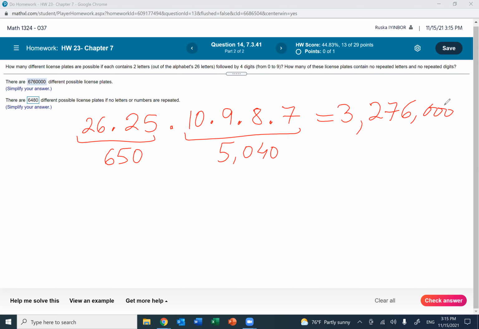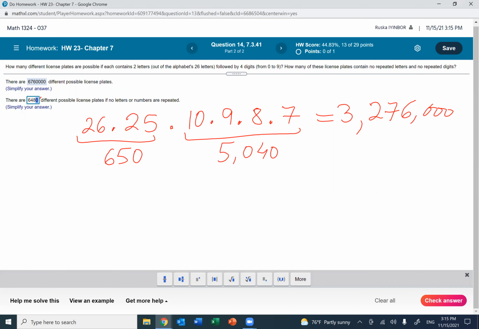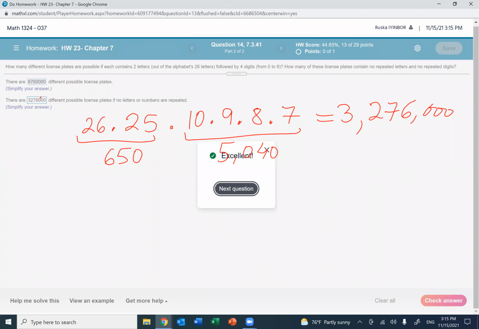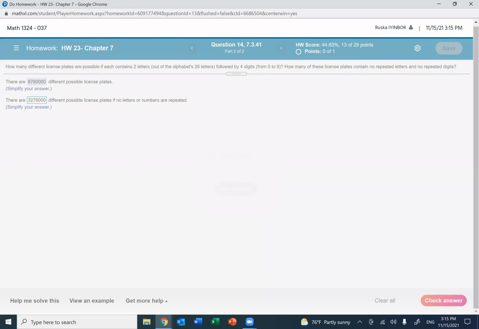Let me do it one more time. 650 times 5040 is 3,276,000. Okay, that's right. It should be a big number like that. So I always use a calculator and double check your work, because sometimes if you press something different, it's gonna give you a wrong number. Okay, so that was good. Then you're going to the next question.